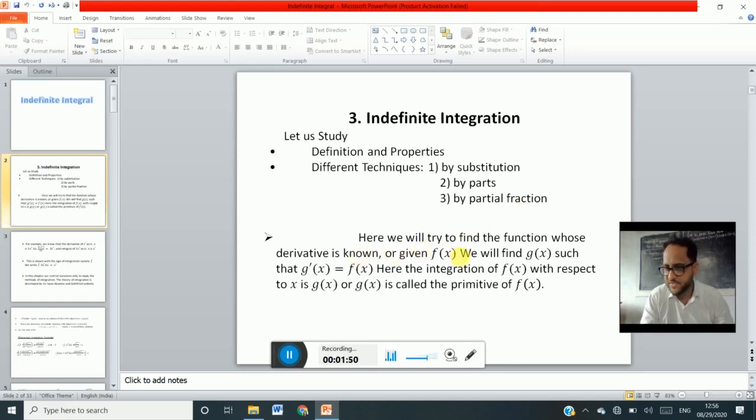So how do we define it? See, this short definition is given. We will try to find a function whose derivative is known. If we say f of x is the function, then f dash x is the derivative of that function, and we find g of x such that g dash x equals f of x. So here integration of f of x with respect to x is g of x, or g of x is called a primitive of f of x. Integration is also known as a primitive, right? So g of x is nothing but the primitive or integral of f of x, right?